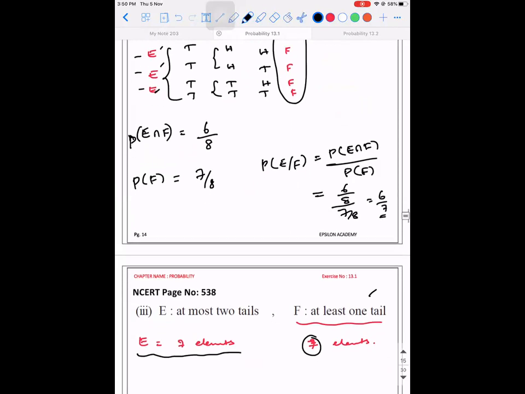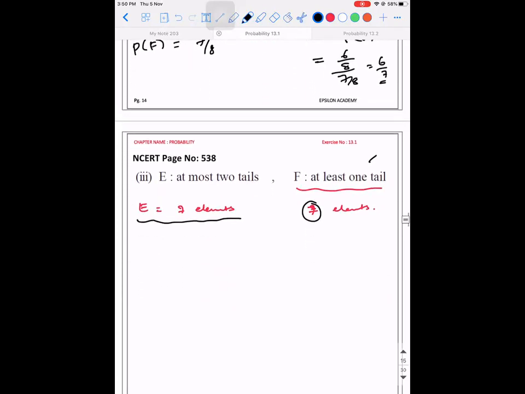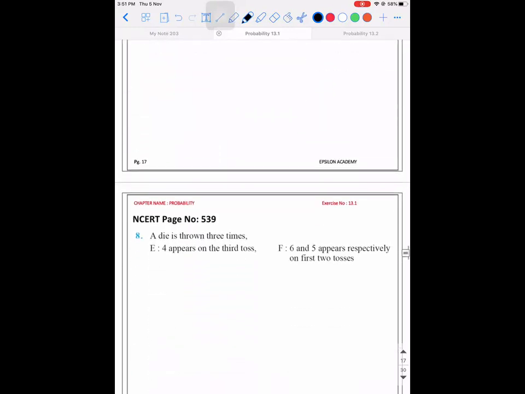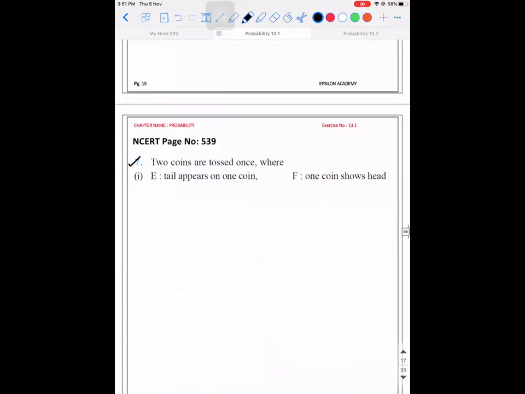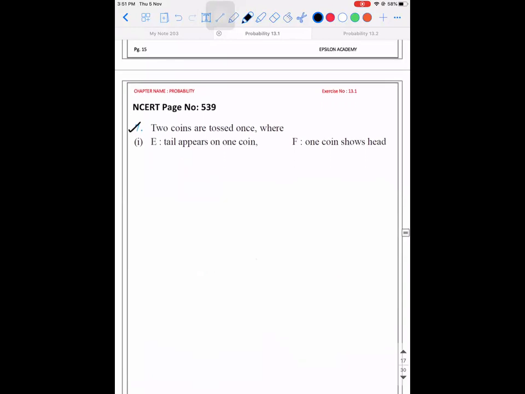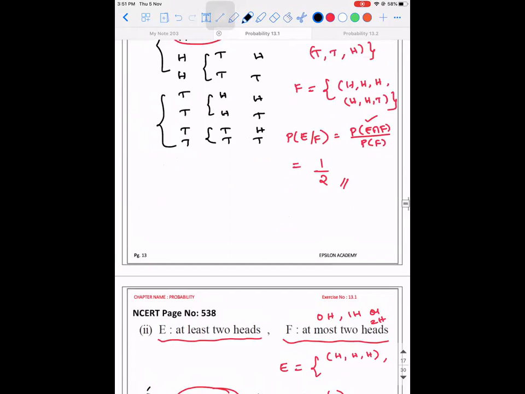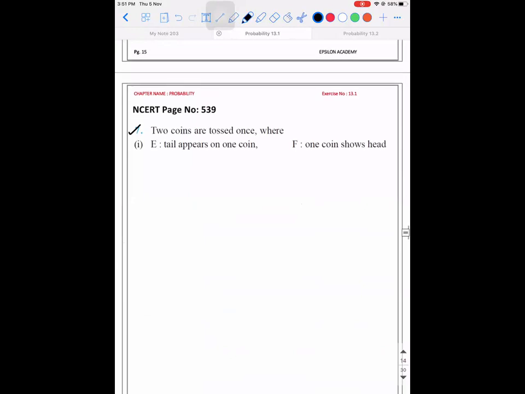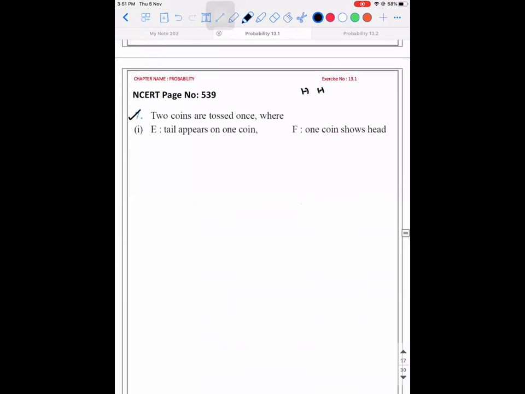Okay. Shall I move on? Yes, sir. Let's see. 2 coins are tossed once where E is a tail appears on one coin. F is one coin shows head. What is it we are supposed to find? Here also find. So how is it in the textbook, guys? Is it probability of E given F only? So exercise 6 to 9. Okay. 6, 7, 8, 9 problems are the same. So 2 coins are tossed means what is the output? Head, head, head, tail, tail, head, tail, tail. Right, 4 outputs will be possible.